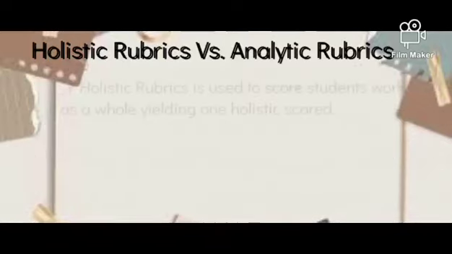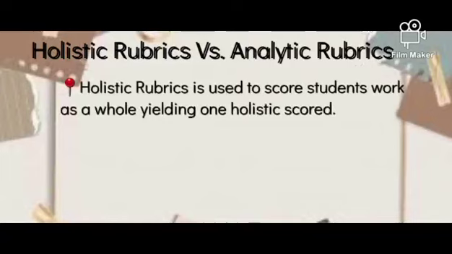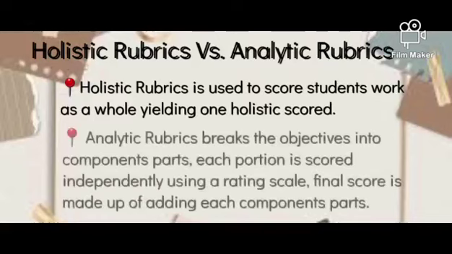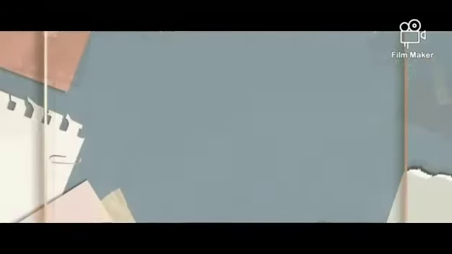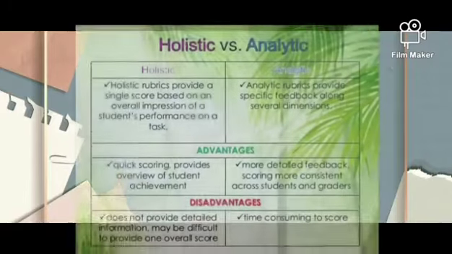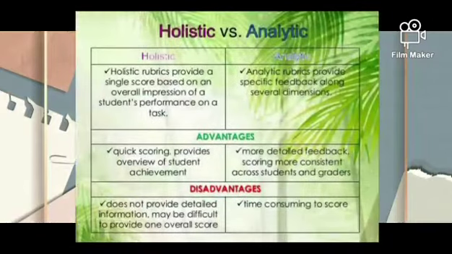Also, a holistic rubric is used to score students' work as a whole, yielding one holistic score. An analytic rubric breaks the objectives into component parts. Each portion is scored independently using a rating scale, and the final score is made up of adding each component's part. Here is a clearer view of holistic and analytic rubric.